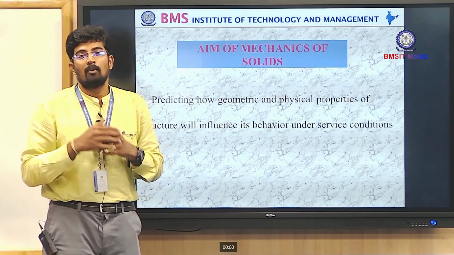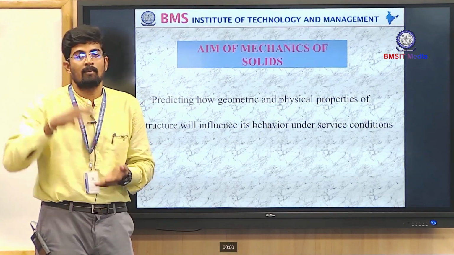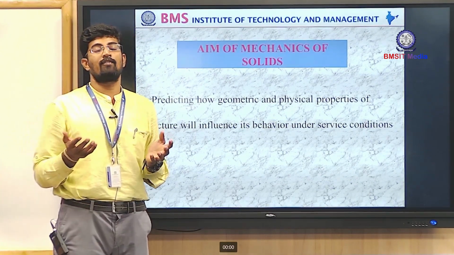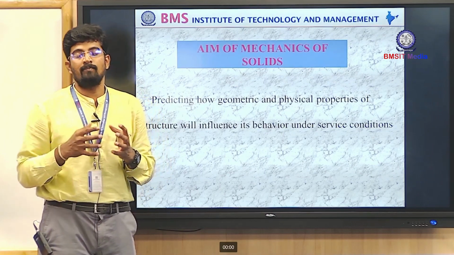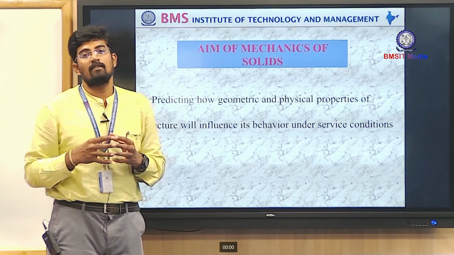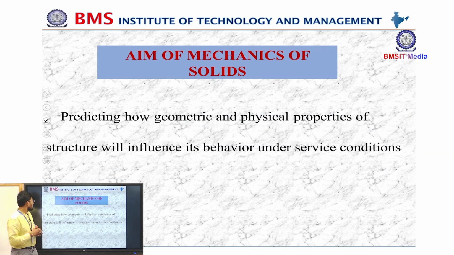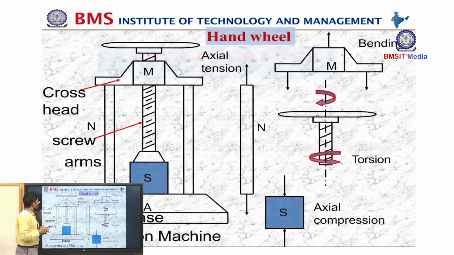If a material is steel, that is a ferrous material, and I'm applying some load, how will it deflect, how will it deform, how much will be the strain? Those things are going to be our aim in this particular subject. Okay, let's take some example here.